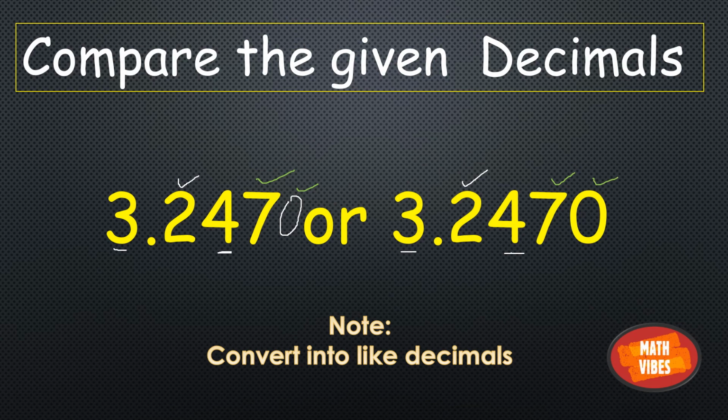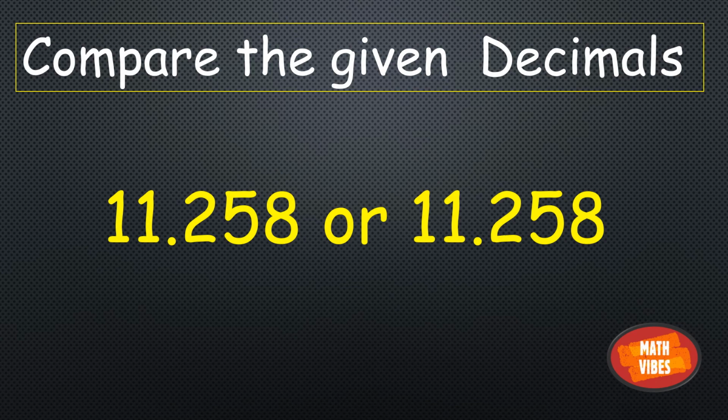So both these numbers are the same. So that means neither the sign of greater than will come nor the sign of less than will come, but the sign of is equal to will come. So they both are equal. 3.2470 will be equal to 3.2470. Let's look at another example of this. So same, 11.258 will obviously be equal to 11.258. They both will be the same, so we will put a sign of is equal to.